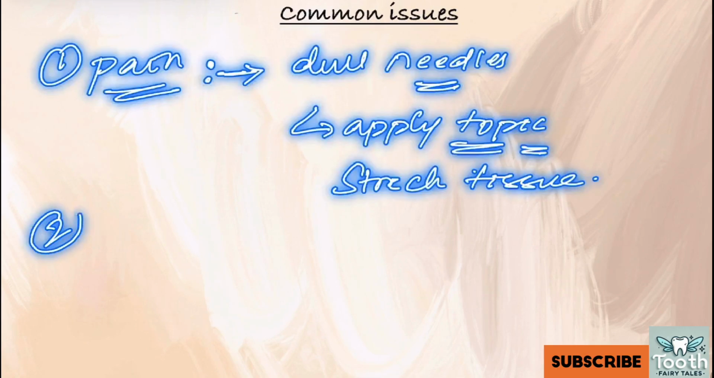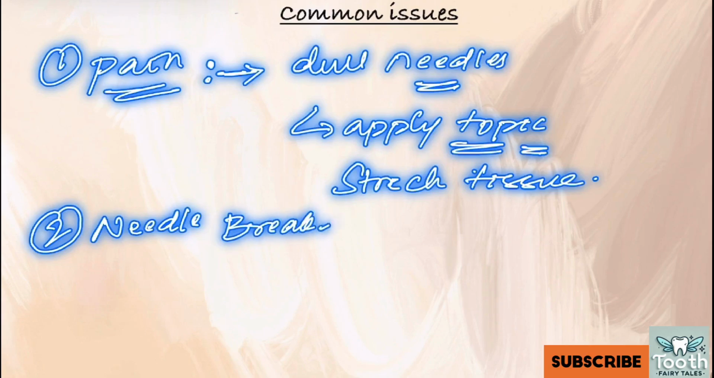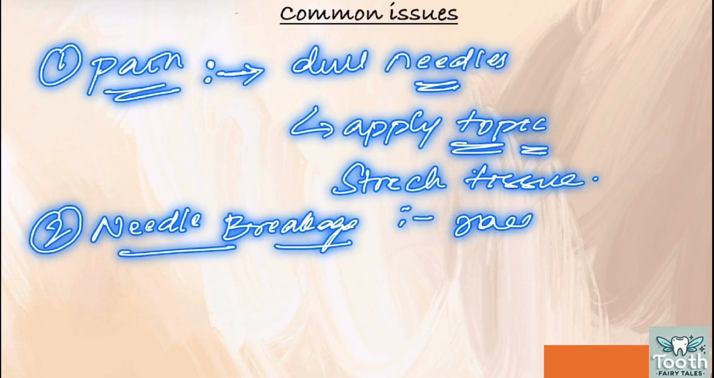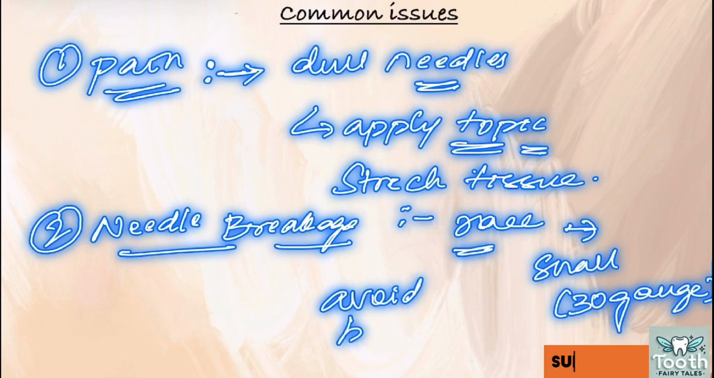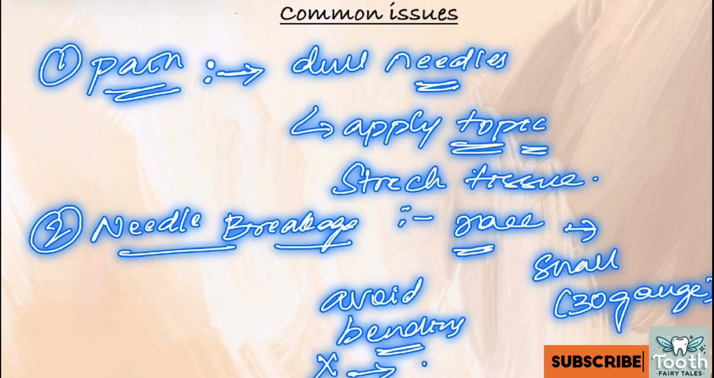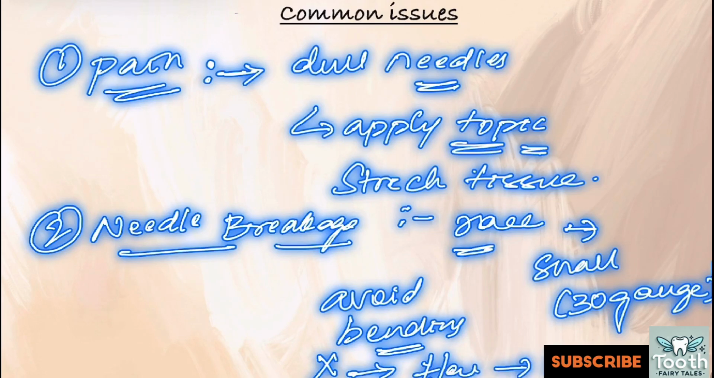Second issue is needle breakage. Although breakage is rare, it is more common with the smaller gauge needles like 30 gauge. Always avoid bending it, and also avoid forcing it into hard tissue like bone in order to reduce the risk of breakage.